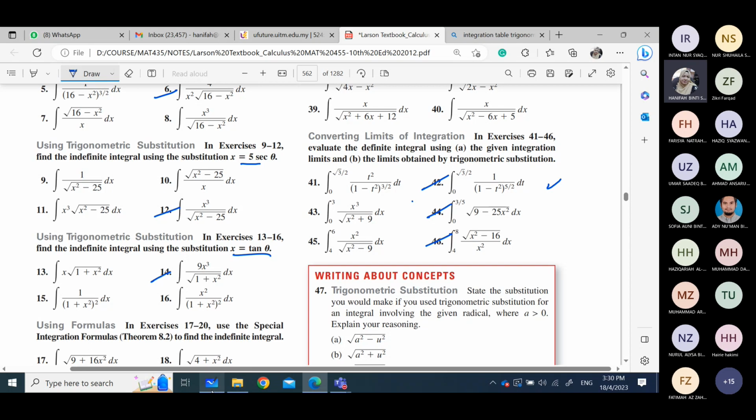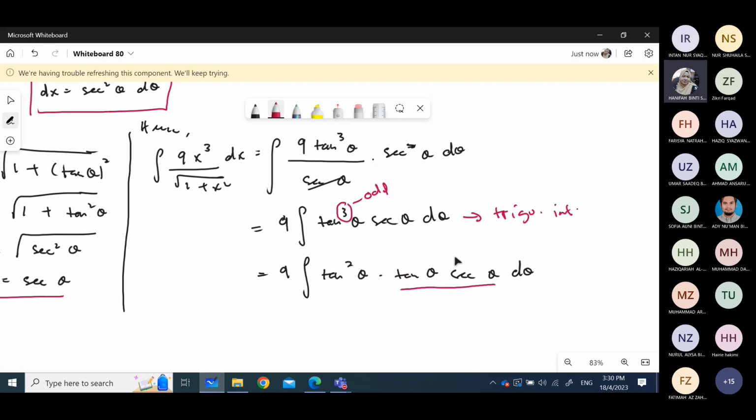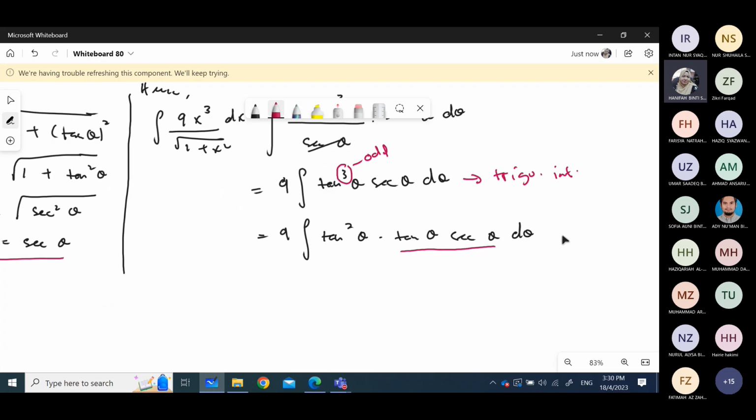Okay. Where were we? Alright. So next what we need to do is this one. Apply the relevant identity. So the identity for tangent squared is secant squared theta minus 1. Okay, so we have tangent theta, secant theta, d theta.